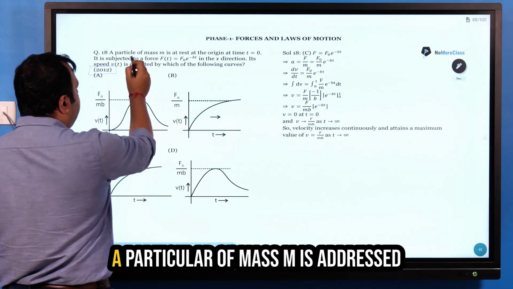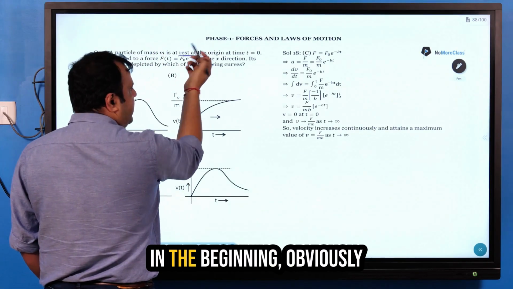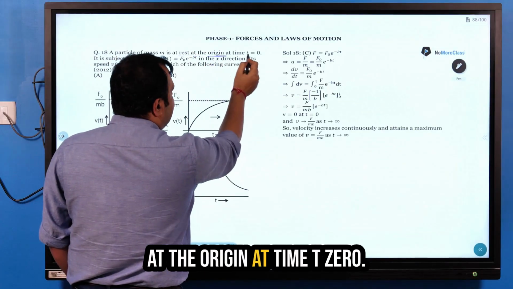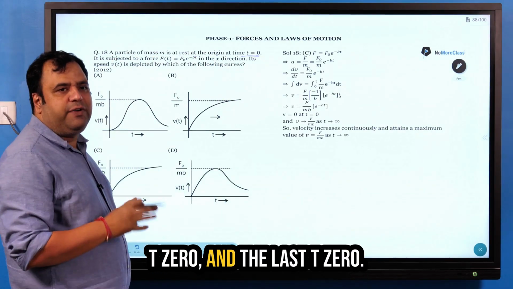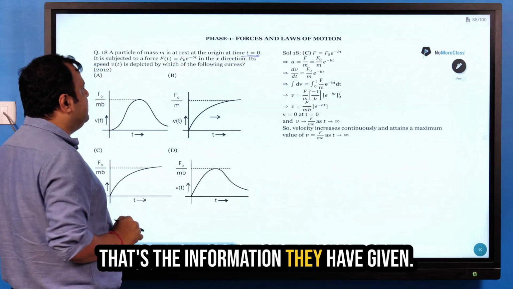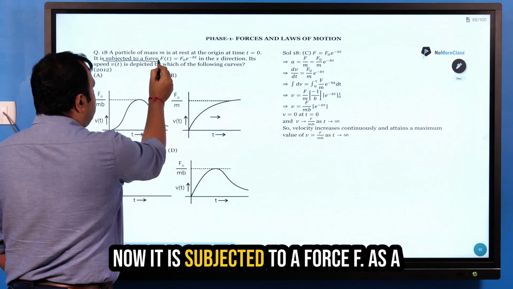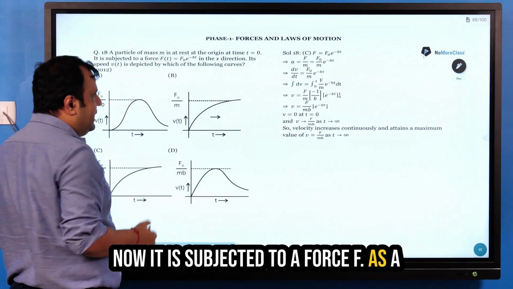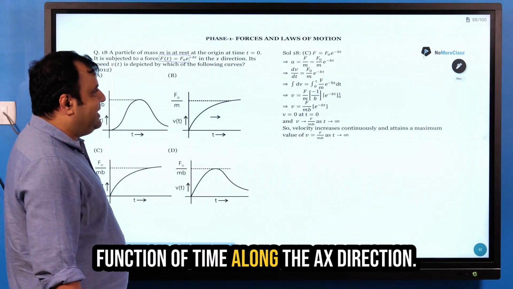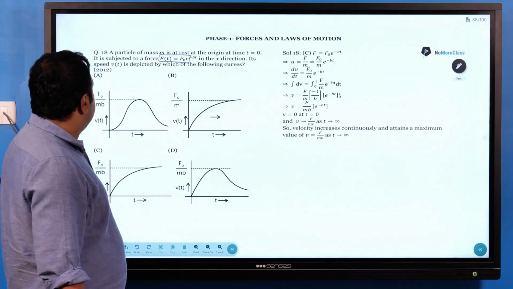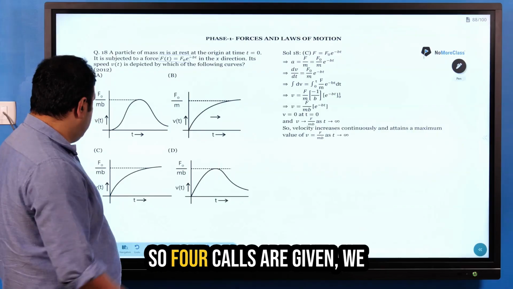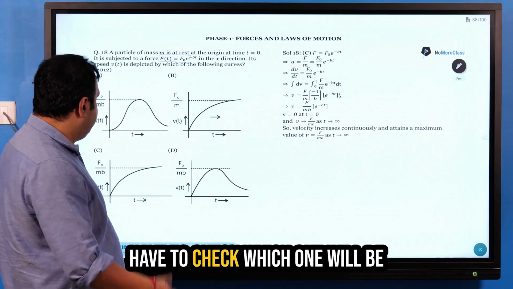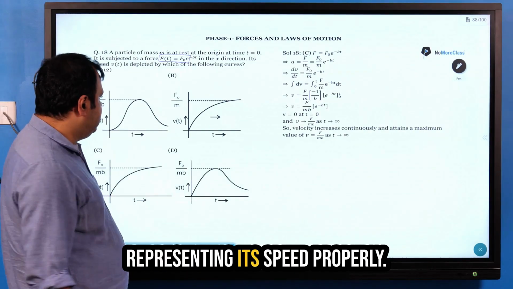Let's see. A particle of mass m is at rest in the beginning, obviously, at the origin. At time t0, the particle is at x0, and velocity is 0. That's the information we have been given. Now it is subjected to a force F as a function of time along the x direction. Now its speed is depicted by which of the following curves. So 4 curves are given. We have to check which one will be representing its speed properly.